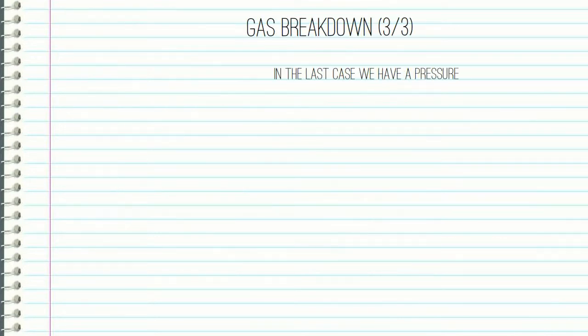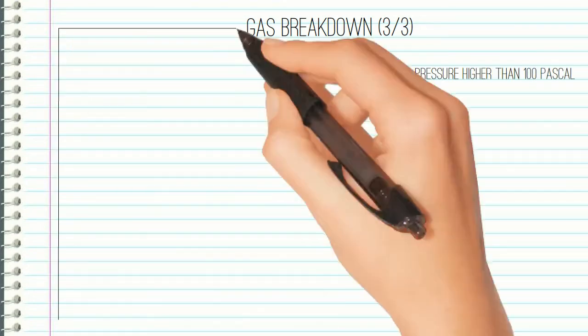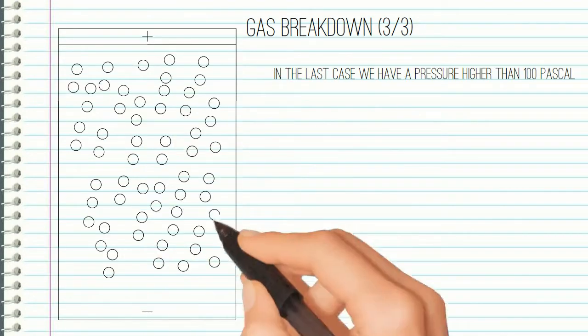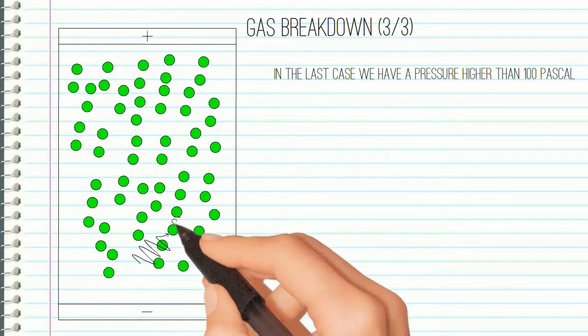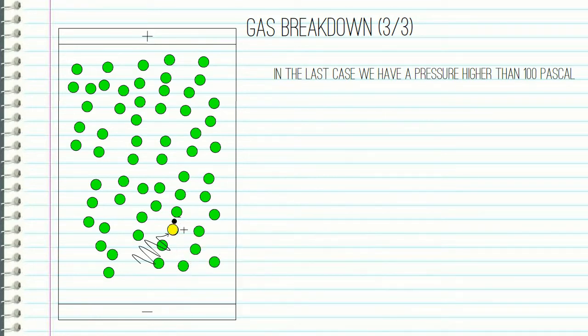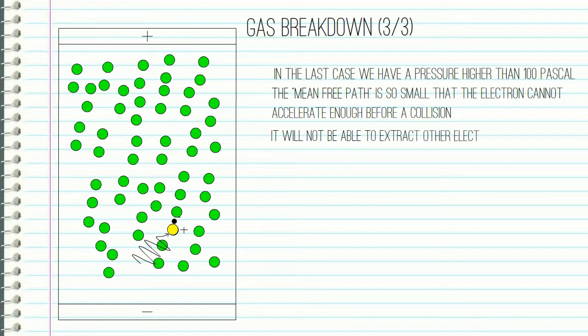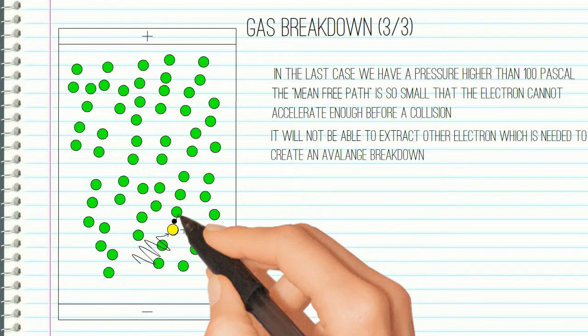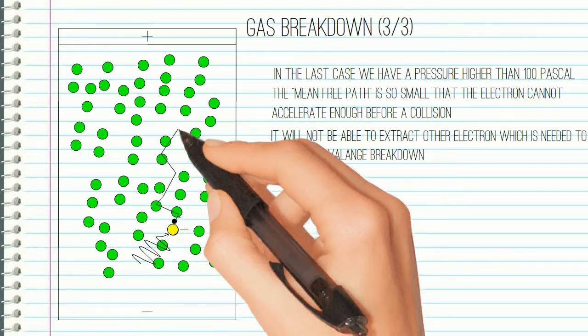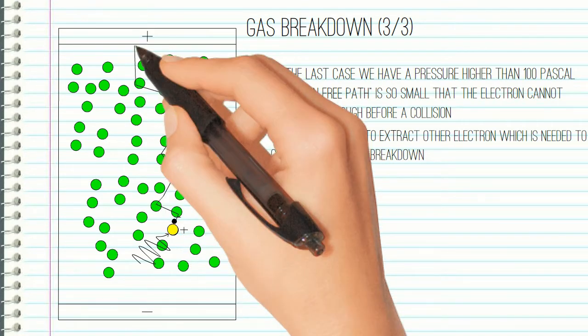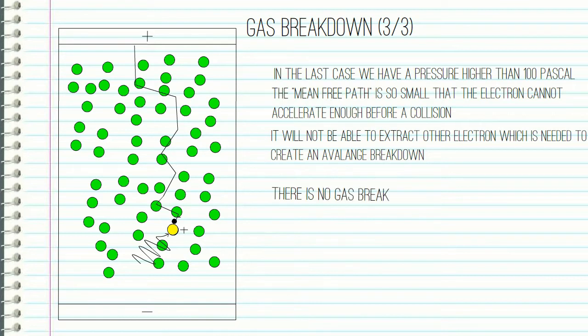In the last case we have a pressure higher than 100 Pascals. An excited particle will still liberate an electron. The mean free path is so small that the electron cannot accelerate enough before a collision. It will not be able to extract other electrons, which is needed to create an avalanche breakdown. The electron will even lose energy with its collisions during its travel toward the anode. There is no gas breakdown.